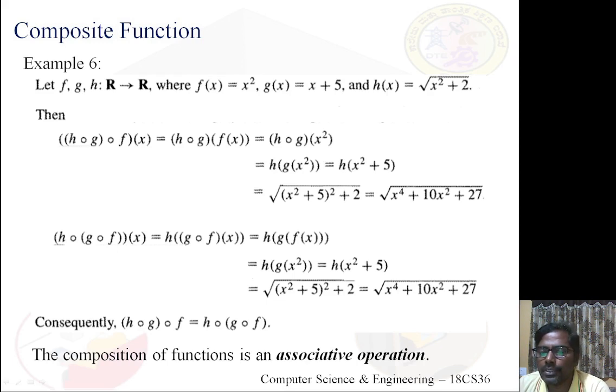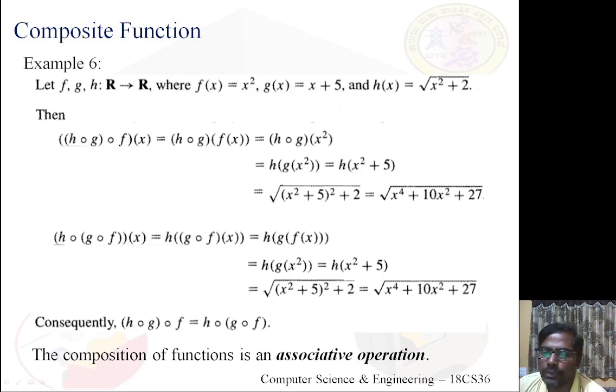The LHS of associative law, that is h dot g dot f, (h dot g) the whole thing dot f, and h dot (g dot f) are both equal to square root of x to the power 4 plus 10x square plus 27.